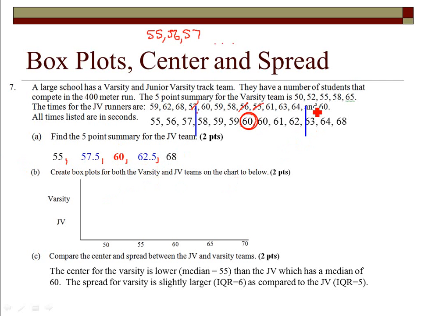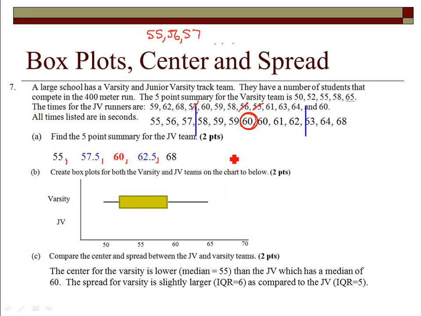For the varsity, I'm going to do my interquartile range. My box part is the numbers that go from the first quartile to the third quartile. So 52 to 58 is where my box is. Let's look at my chart below. Then I have a minimum value of 50, so my whisker goes out to 50. And then my highest value goes out to 65, and that's where that one stops.